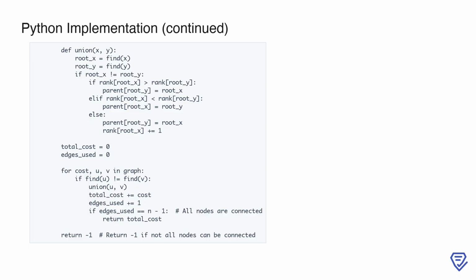With these foundational operations in place, we initialize the total cost of the MST to 0 and a counter to track the number of edges used. We then iterate over the sorted edges, and for each edge, we check if the nodes it connects are already part of the same connected component. If not, we use the union operation to merge their components, add the edge's cost to the total, and increment the edge counter. Once we have used n-1 edges, meaning all nodes are connected in the MST, we return the total cost. If it's not possible to connect all nodes, we return -1 as the result. This ensures that we either find the minimum repair cost to connect the graph or determine that it's impossible to do so.